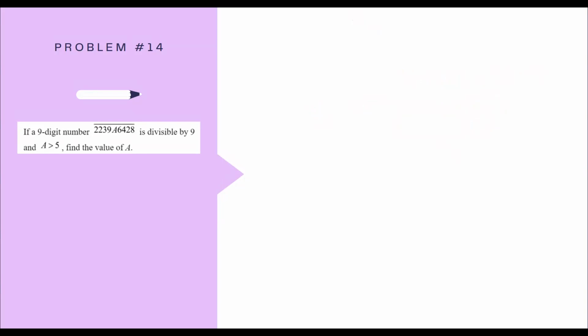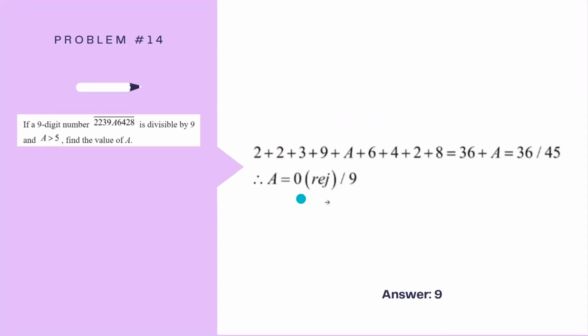What will be a number that is divisible by 9? Most of you answered 9. For this one, if a number is divisible by 9, then if we add all the digits, the sum must also be divisible by 9.